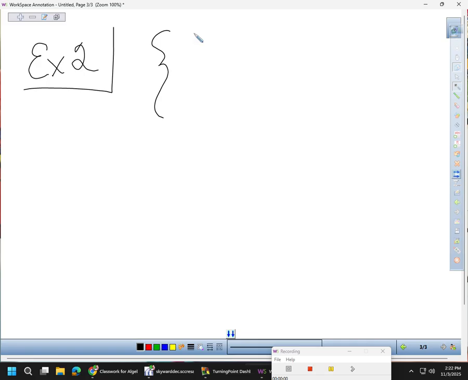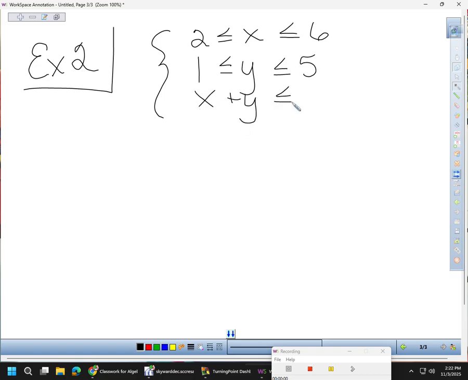We have 2 less than or equal to x less than or equal to 6. We have 1 less than or equal to y less than or equal to 5. And we have x plus y is less than or equal to 8. My profit equation this time is 3x plus 2y. And I am looking for a maximum again.